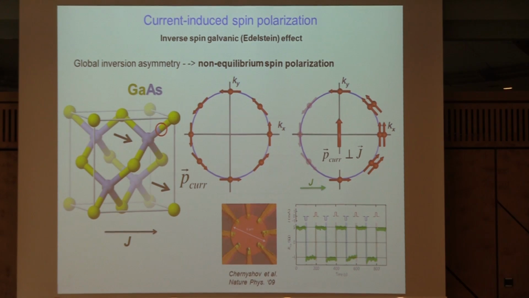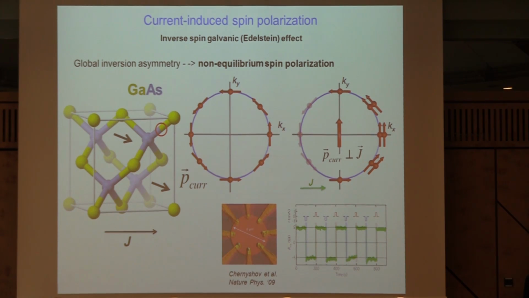And it's an analog of the inverse spin galvanic effect, whereby in a non-centrosymmetric system, like a zinc-blende gallium arsenide, if one applies an electric field, you redistribute spins on the Fermi surface, and you end up with a non-equilibrium spin distribution. And this leads to a global spin polarization. And this was utilized very nicely by Chernyshov et al. to switch the magnetization in a ferromagnet.